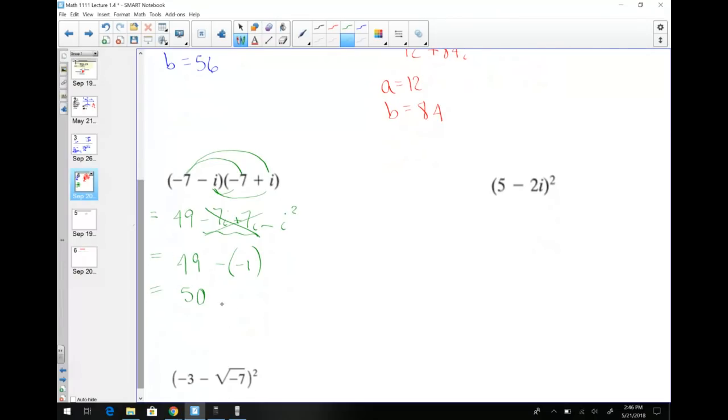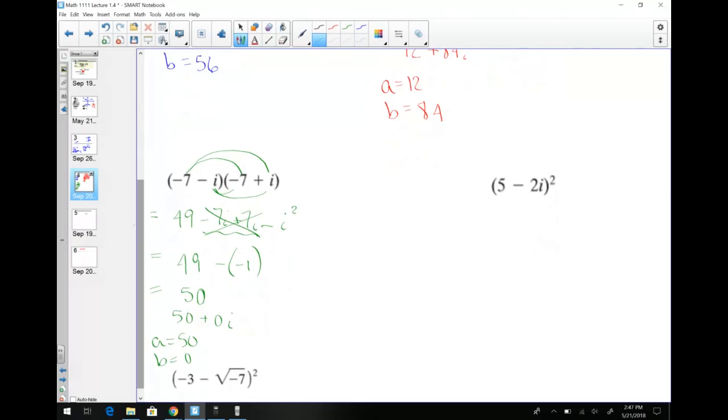I'm going to show y'all something special about this. If you want to, you can write it as 50 plus 0i and say that a equals 50 and b equals 0. So just so you know, if you are asked what b is on something like this, b would be 0. It's completely 0.